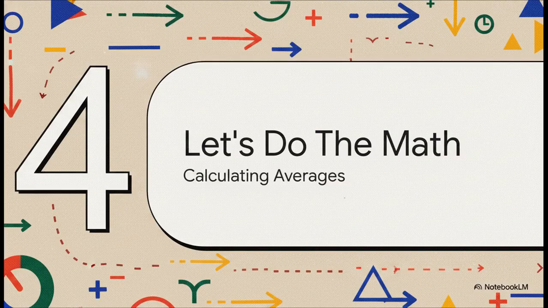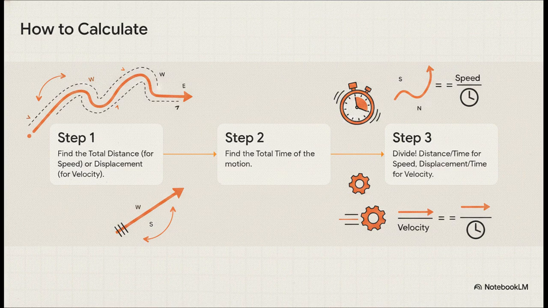Okay, so we've seen the concepts in action. Now let's get our hands dirty and actually run the numbers. It's time to do some math. The good news is the calculation is pretty simple, and it follows the same 3 steps every single time. First, you figure out what you're measuring. Are you looking at the total distance for speed or the final displacement for velocity?